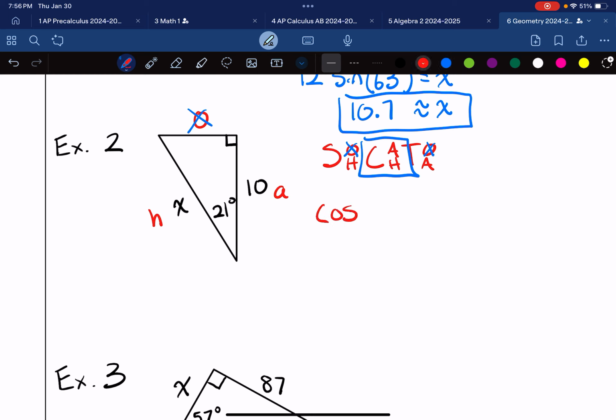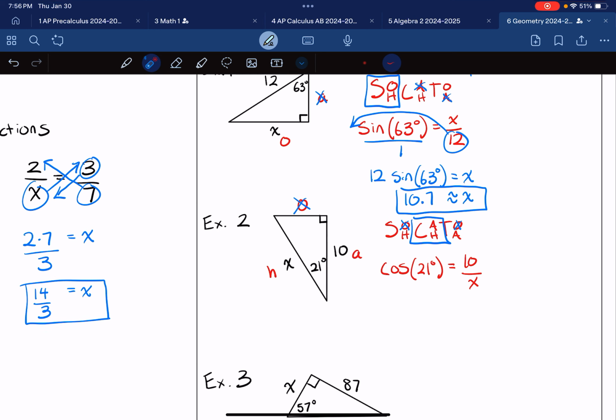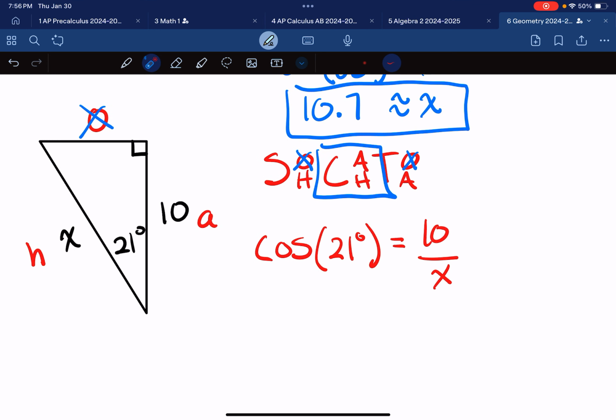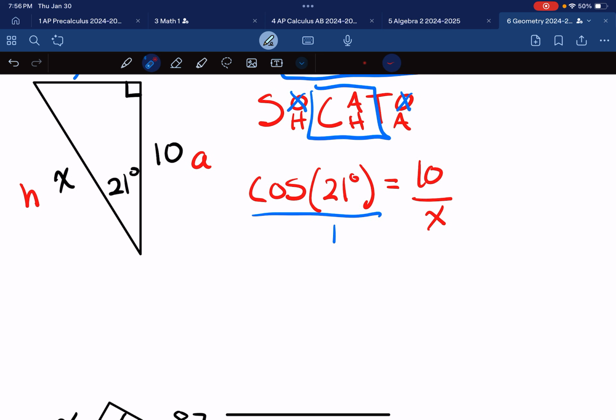I'm going to say cosine of my angle, in this case 21 degrees, is equal to my adjacent divided by the hypotenuse. My adjacent is 10, my hypotenuse is x. And notice that in this scenario, my x does not live in the numerator, it lives in the denominator, which means I need to move it into the numerator. Remember that this is really a fraction equal to a fraction, so I really have divided by 1 here. You don't have to write this. You can just ignore that and think of it as a fraction.